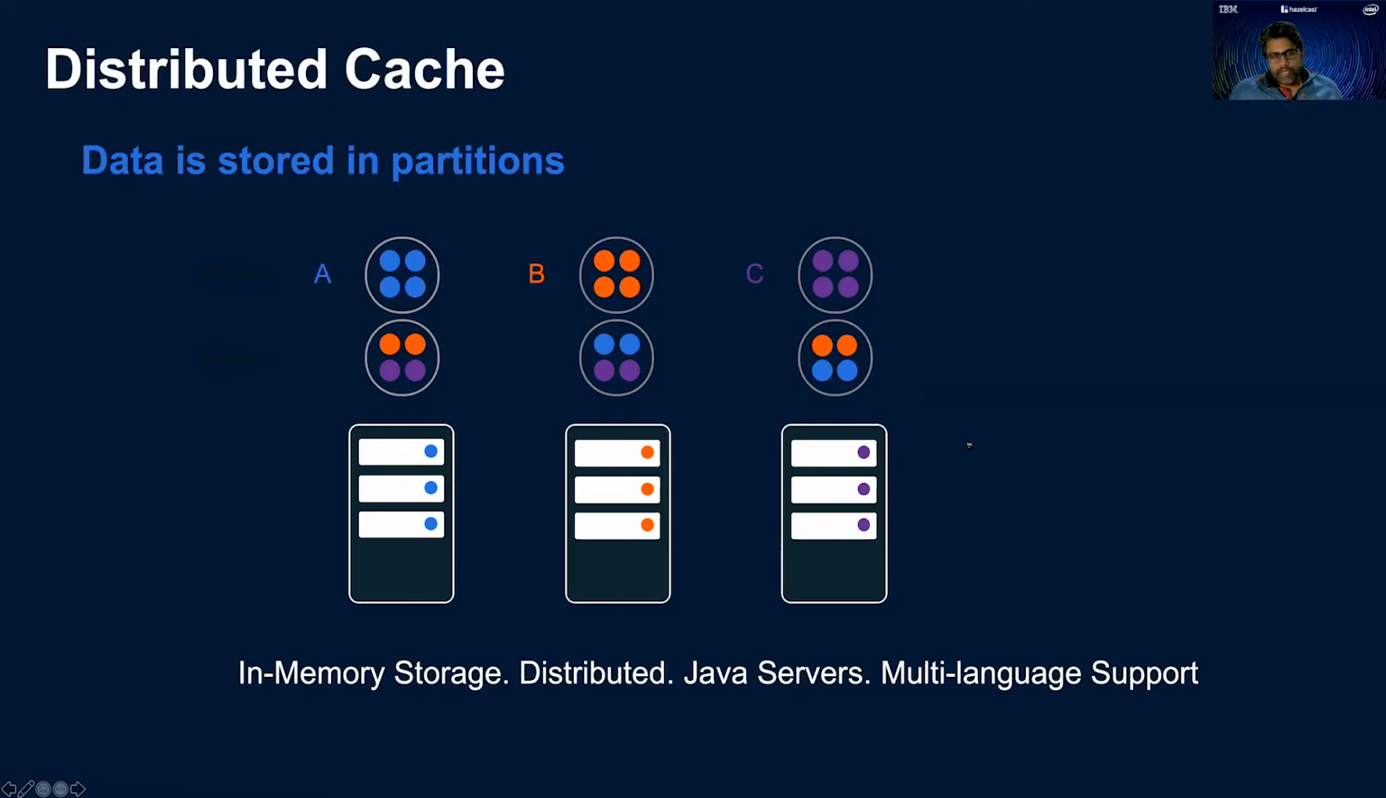One is primary, and the other one is backup partitions. And both types of partitions live in the memory space of Hazelcast servers. So one Hazelcast server instance will have primary data in primary partitions, and it will also have backup data in the backup partitions. Now, the key thing here to note is that the backups are also distributed.